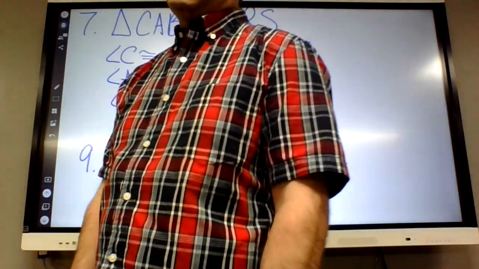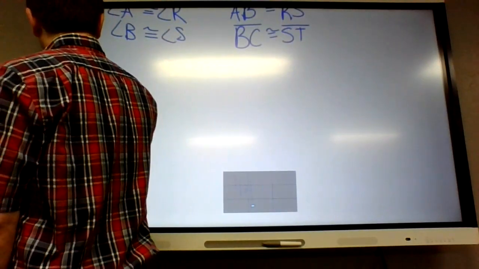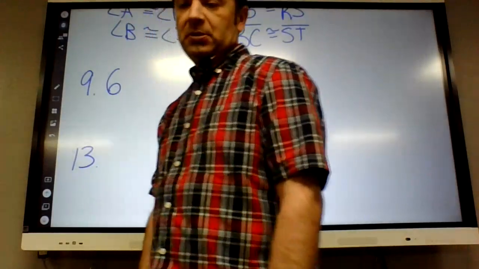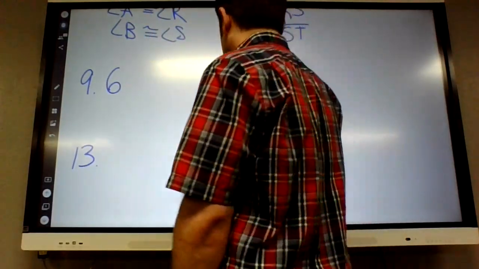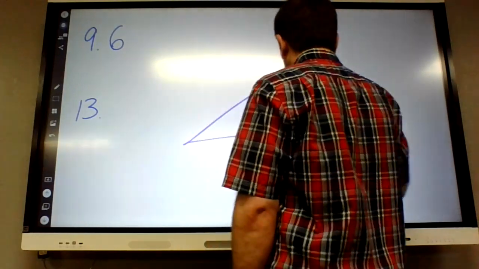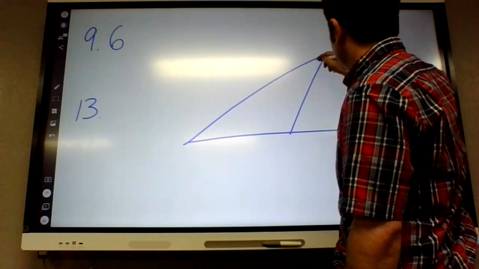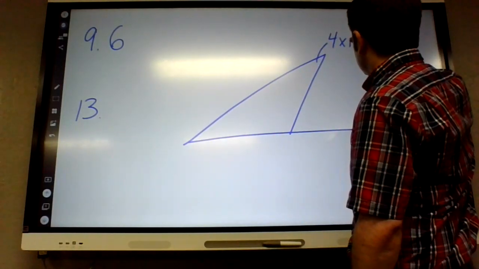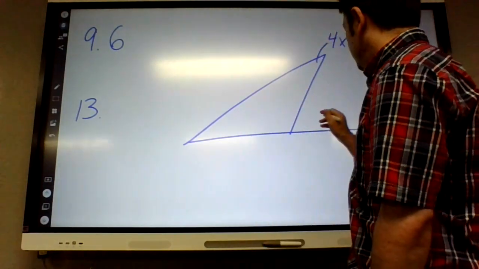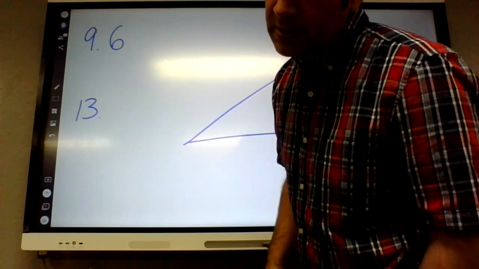And do you guys notice we're skipping 10, 11? So I guess we're on to 13. I'm going to draw this. 4x plus 15. 7x plus 6. A, B, C, D.